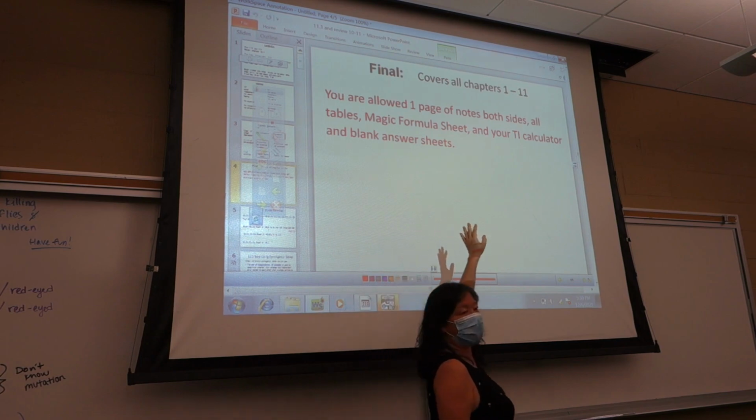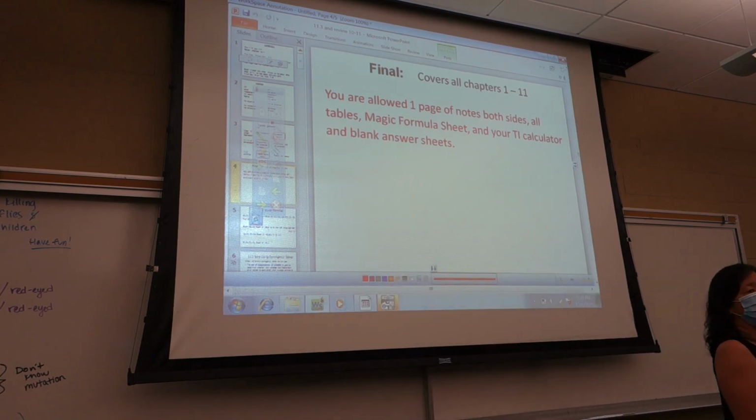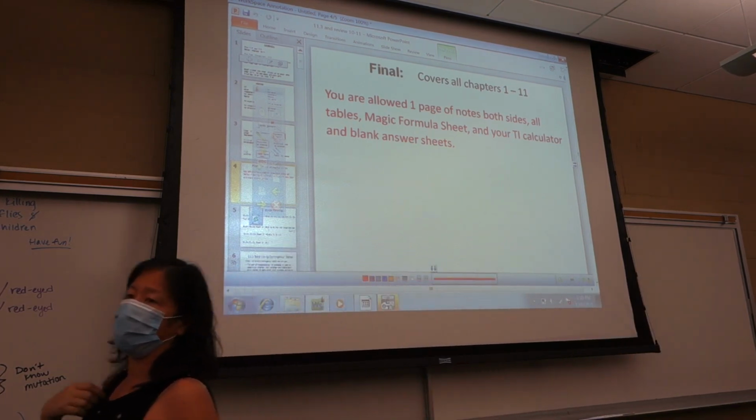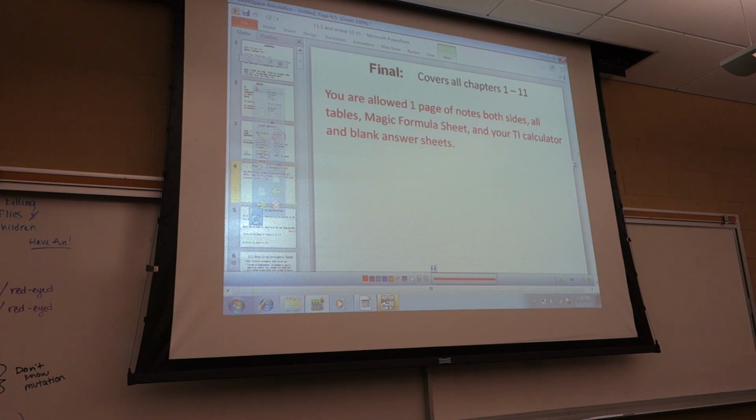You get to use all of your tables, the magic formula sheet, and your TI calculator. If you want to bring blank sheets for scratch paper, you can do that. Almost nobody ever needs it, but occasionally there's one person or two people who might need it. That happens sometimes.